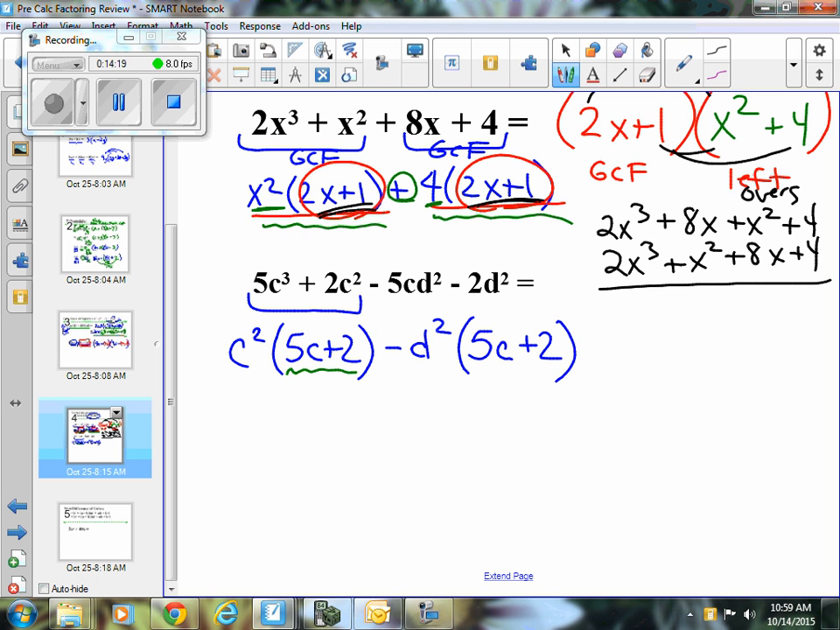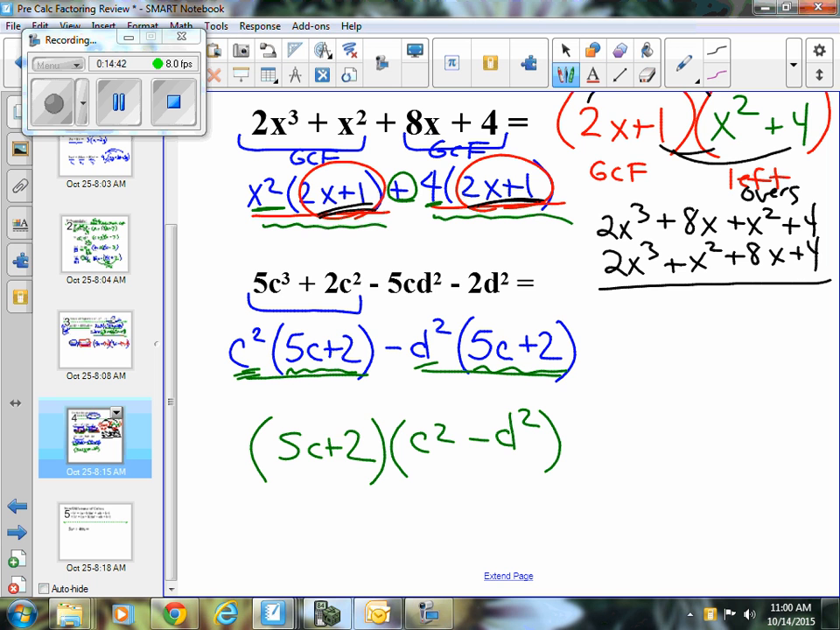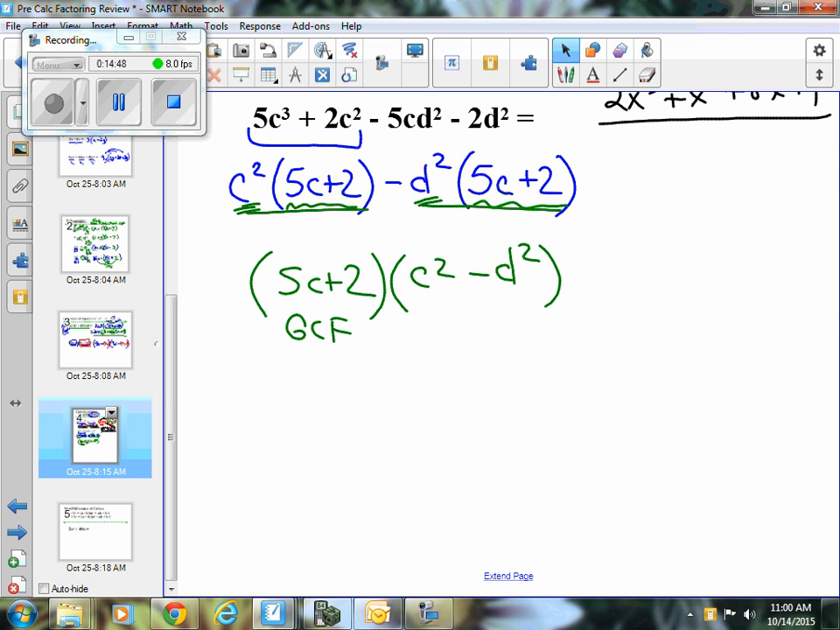Each of those has a common binomial factor of 5c plus 2. So I'm going to pull that out front. So my GCF, 5c plus 2, and then what's left inside, what would I have to multiply by to recreate each of those first 2? Well, in the first term, I need the c squared. And then the second one, I would need the minus d squared. That's the leftover. So the GCF is what's out front, and what do you need to multiply by to get there?